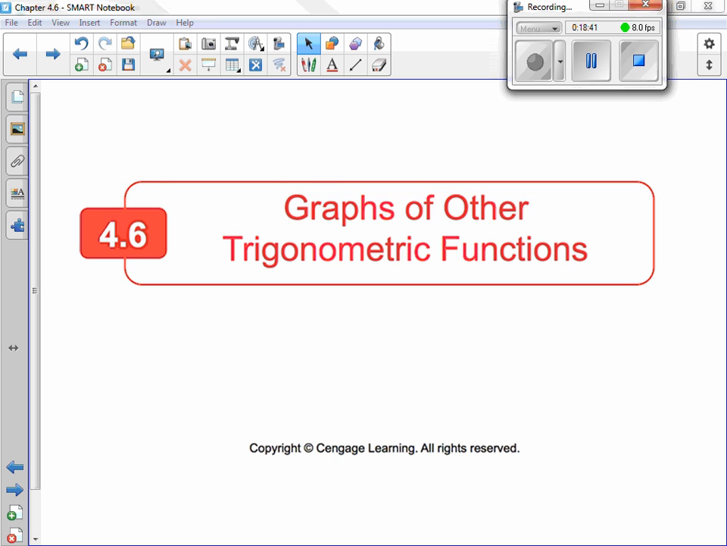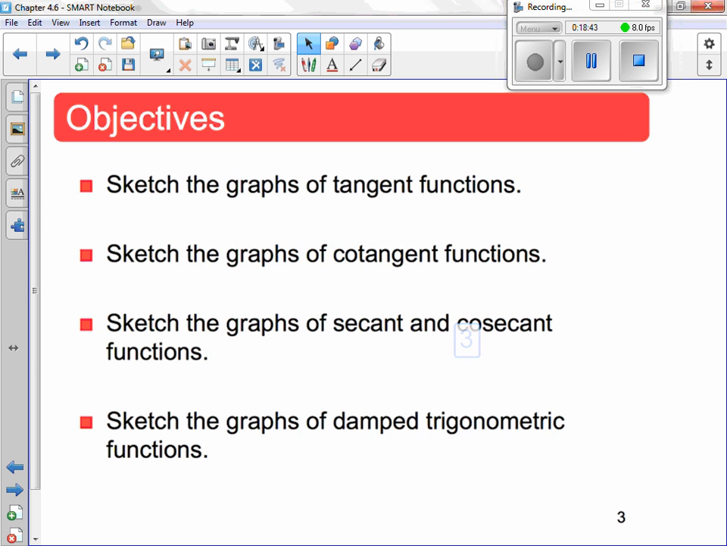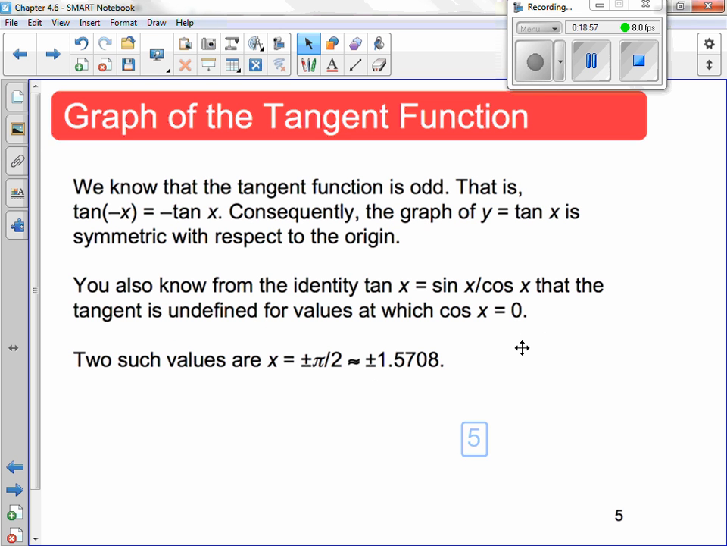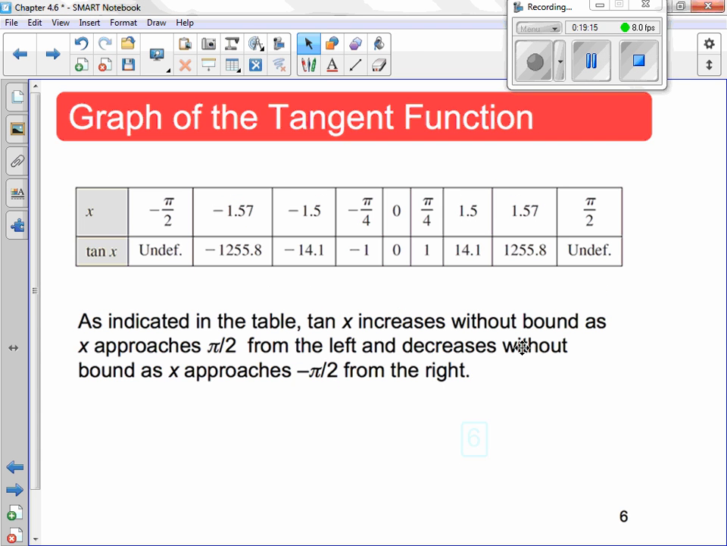So the other thing we're looking at is this here, graphs of other trig functions. Well, the first one is tangent. Now, if we notice, tangent was undefined whenever cosine was 0. Well, that means its graph's going to be a little bit different. And for tangent, tangent of negative x is equal to negative tangent of x, so it's odd with respect to x, so that we end up getting x equal to plus or minus pi over 2 as these undefined locations.